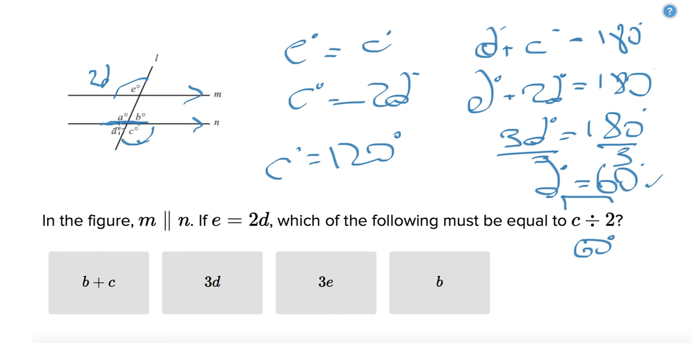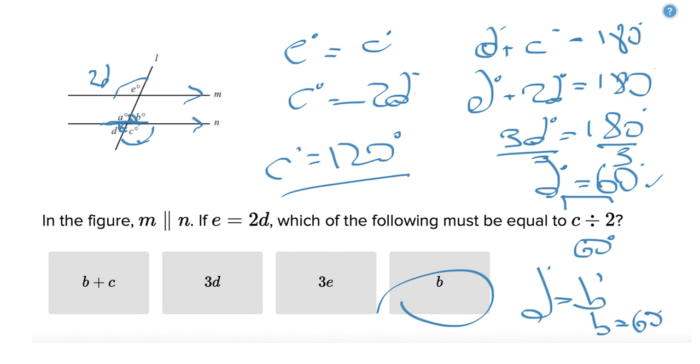D, however, is a vertical angle with angle B. So D has to equal B, since both of these are vertical angles on either side of a transversal in a parallel line system. So since D equals B and D equals 60 degrees, B also equals 60 degrees. And because, again, 60 degrees was C divided by 2, or 120 divided by 2, B can be our right answer. I hope that helped with this problem, and happy prepping.